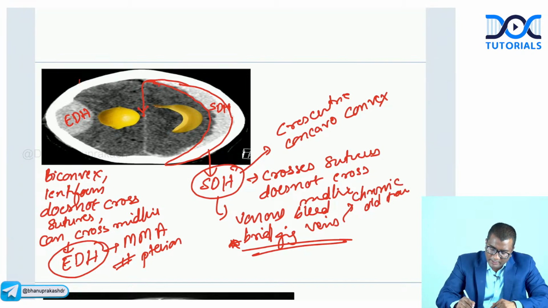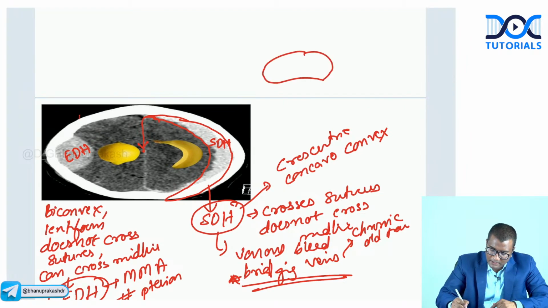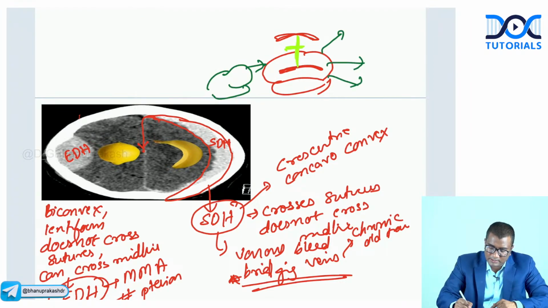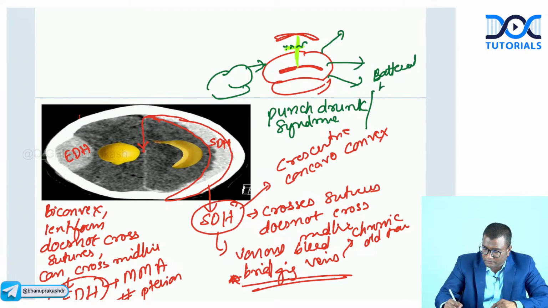And because this is a bridging vein, imagine this is the brain. We have an intracranial vein, extracranial vein, and there is a bridging vein here connecting them. So this is injured. So anytime you have a boxer, right, and he is being hit and the head is moving in different directions, there is injury here and there is bleeding. Or there is a baby who is being shaken violently. So punch drunk syndrome that occurs in boxers, or battered baby syndrome, or shaken baby syndrome. What is the type of bleed that you see in these patients?